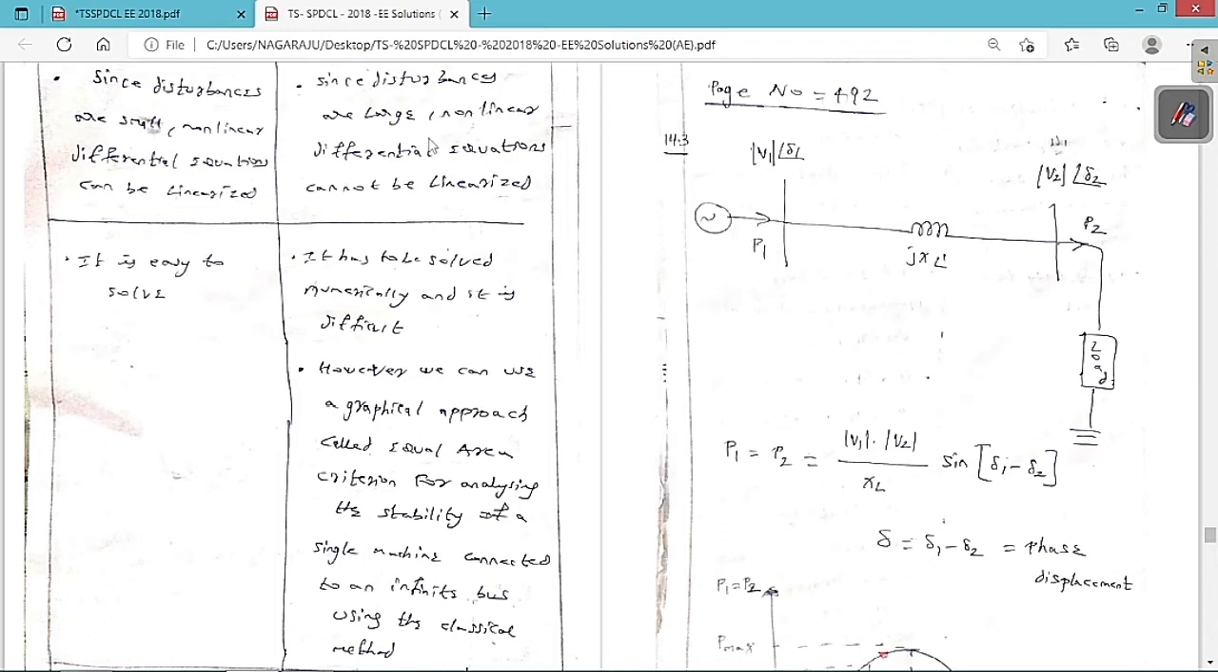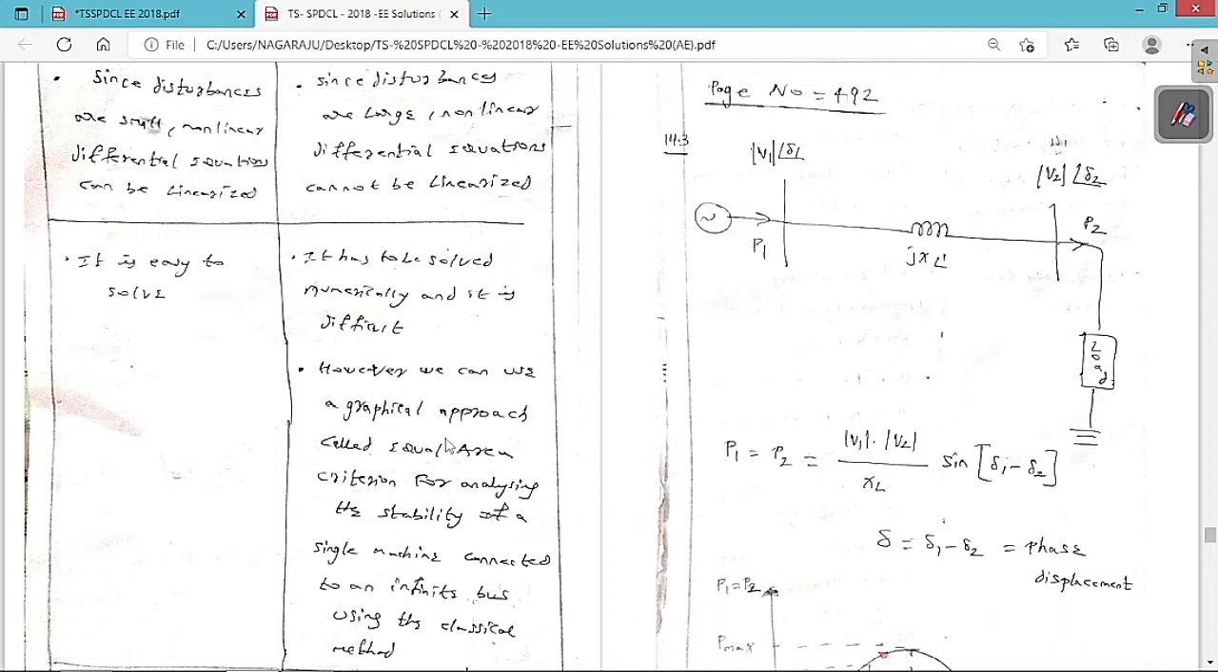But this is not the case here. Since disturbances are large, non-linear differential equations cannot be linearized. As I already told you, linear equations are very easy to solve, but here the equations have to be solved numerically, which is very difficult because they are non-linear equations. It is a severe pain in the neck, or simply, very difficult.